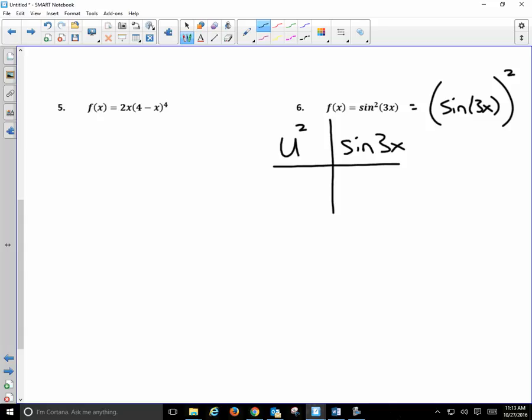What's the derivative of u squared? What is the derivative of sine of 3x? What do I have to do to find that derivative? Close. It's not cosine of 3x. I have to use the chain rule, don't I?